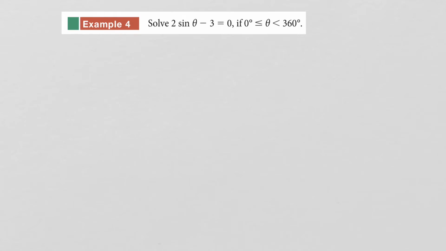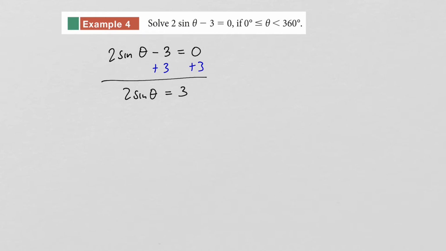In the next example, we have 2 sine of theta minus 3 is equal to 0. And they want us to solve for theta, where theta is once again an angle between 0 degrees and 360 degrees. So we go through the same steps. I will add 3 to both sides. And this gives us 2 sine of theta is equal to 3. And then we could divide both sides by 2. And we have sine of theta is equal to 3/2.